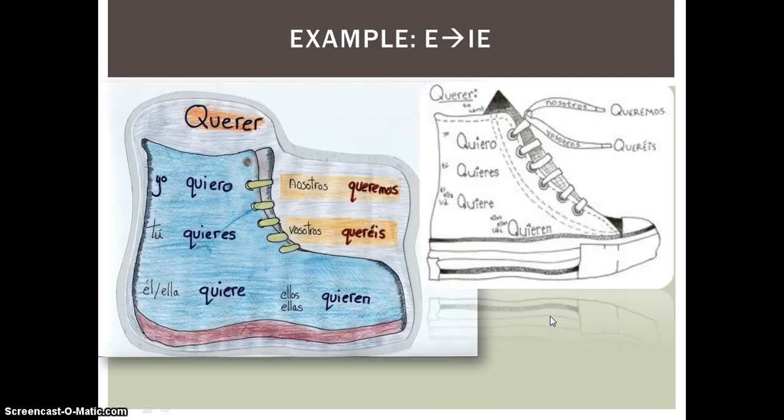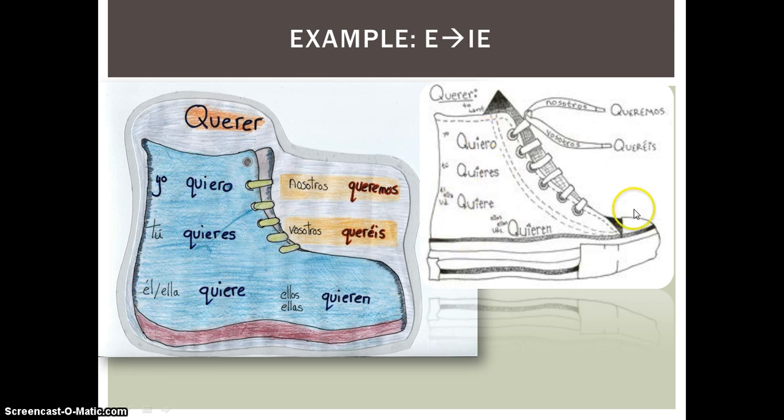So let's look at some examples, all of the 6 conjugations, and pay attention to the nosotros, vosotros, because they do not change. So querer, E to IE, it's the verb to want. So yo quiero, tú quieres, él, ella, usted quiere. Nosotros queremos, no change. We keep the E, there's no I. Vosotros queréis, and ellos, ellas, ustedes quieren. Okay, and this graphic left off the usted, ustedes, but you can see it, it's a little small. On the second graphic, they did include that. Usted, ustedes are still in that third person.